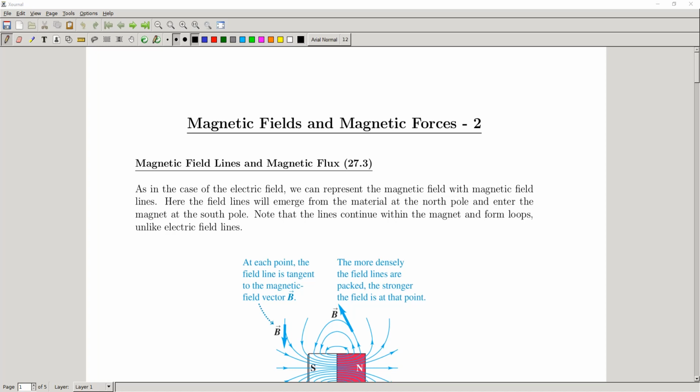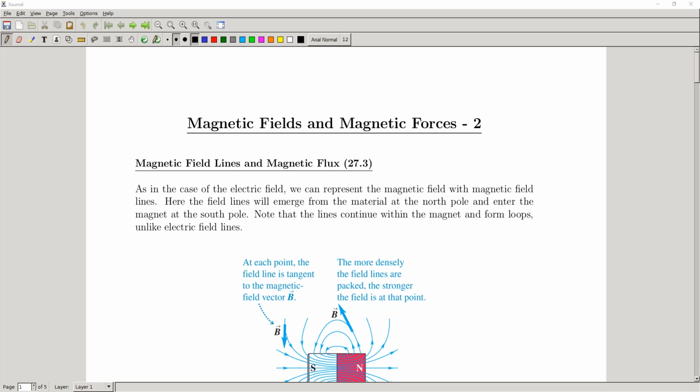Alright, this is going to be our second video on magnetic fields and magnetic forces. The video is going to map to section 27.3 from the text. We'll cover that whole section here. And so let's get into it. We're taking a look at magnetic field lines and magnetic flux.